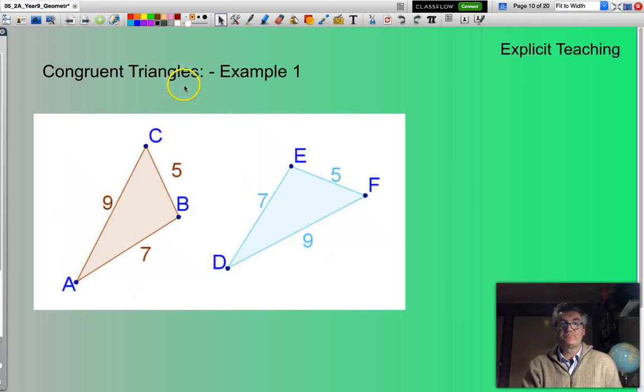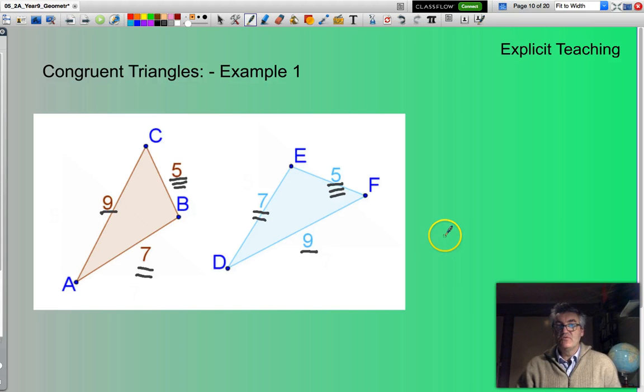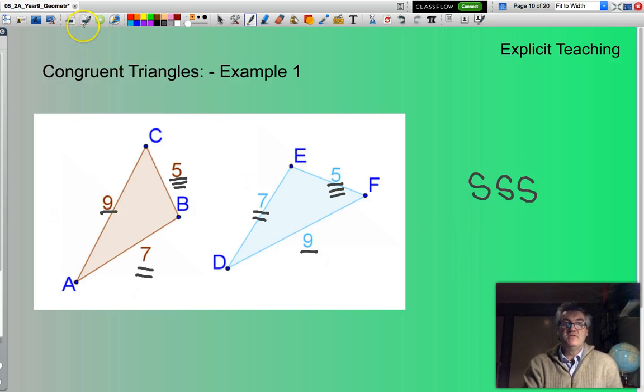So first one, let's look to see whether we have matching sides. 9 there, 9 there. A 7 there, 7 there. 5 there, 5 there. So 9, 7, 5, 9, 7, 5. So I can say that these two triangles are congruent because they've met the condition side, side, side. SSS. Now we'll move on to the next example.